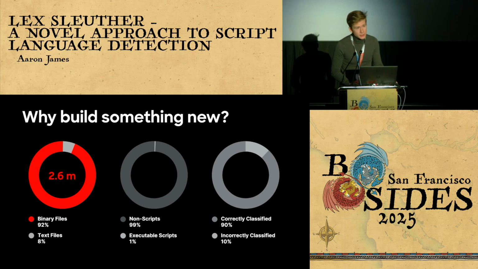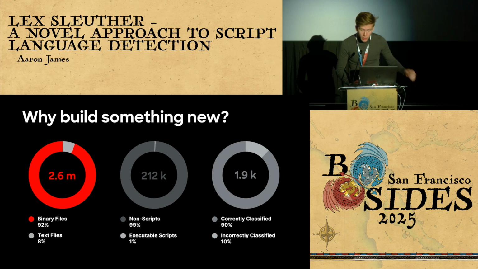This first number is 2.6 million per day, which means we're processing at least 212,000 text files, and even if only 1% of those are executable, that's still 2,000 scripts. Even at 90% classification accuracy, we're missing out on hundreds of scripts per day that are completely invisible to us. Those last few percents end up being a big problem. That gap is worth trying to close.